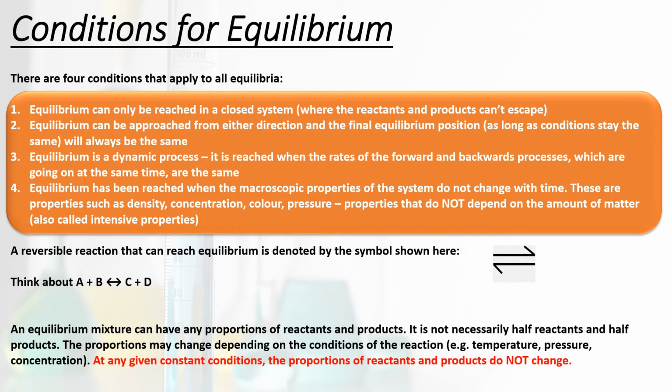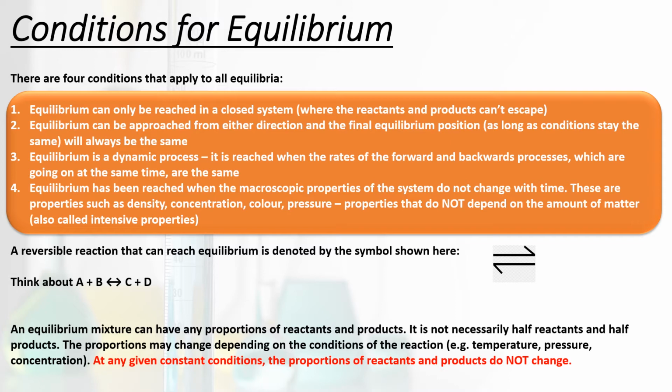So there are four conditions that apply to all equilibria, all reversible reactions. The first is that equilibrium can only be reached in a closed system where our reactants and products can't escape. We saw this with the water example on the previous slide. When we had our open container, once the water evaporates, those gaseous water vapour molecules can just escape, and so over time it looks like our water has disappeared. But in the closed system, we still have the evaporation occurring and we still form our water vapour, but now the water vapour can't escape. It can't go anywhere, and so it has no choice but to start condensing and turning back into liquid water, and hence we end up with a reversible or an equilibrium reaction.